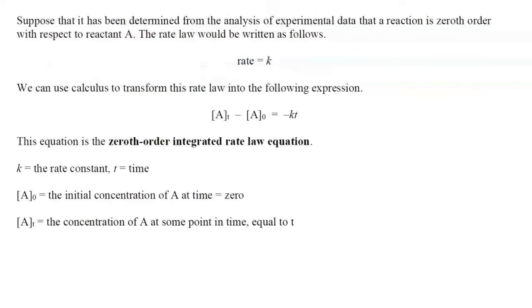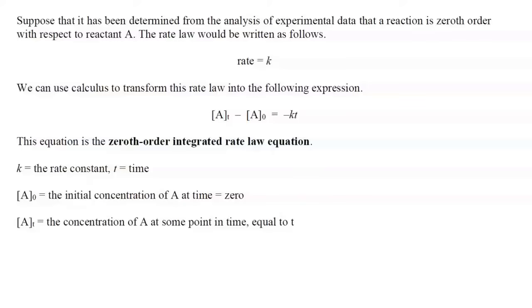Let's take a look. Suppose that it has been determined from the analysis of experimental data that a reaction is zeroth order with respect to reactant A. The rate law would be written as follows: rate equals the rate constant K, and that's it. Because if you take the concentration of A and raise it to the 0 power, anything raised to the 0 power is just 1. So it's a very simple rate law.